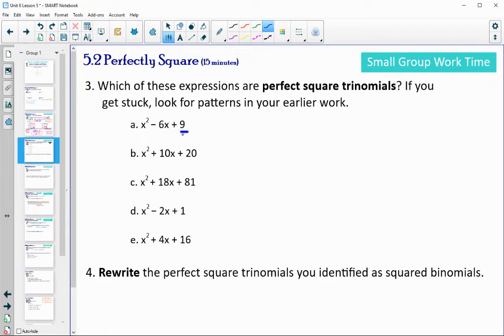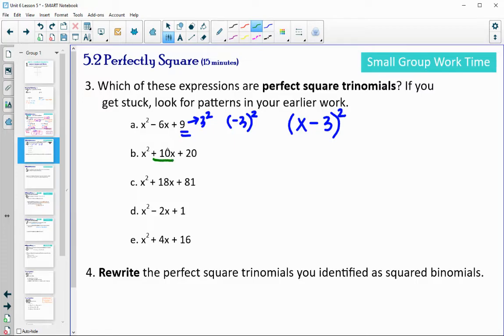So this 9 would have to be a number squared. Well, 9 is 3 squared. And then 2 of those for the middle, we could do 2 negative 3s because 9 is 3 squared or negative 3 squared. And then 2 of those would give us that negative 6. So this is a perfect square trinomial. So we can work on rewriting this. So this would be x minus 3 squared because negative 3 squared is positive 9 and negative 3 times 2 is the negative 6.